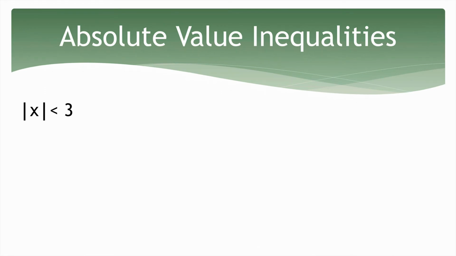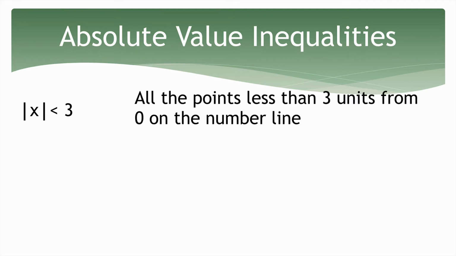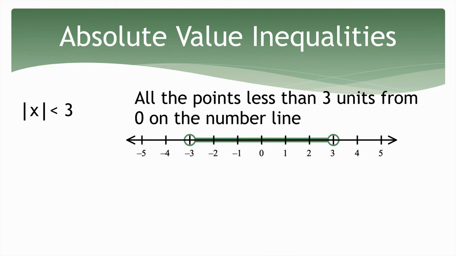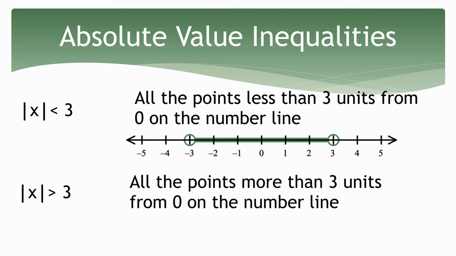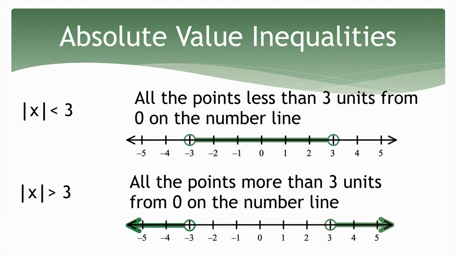Let's go back and think about absolute value of x is less than 3. If we think about what that means in terms of the number line, we're looking at all the points less than 3 units from 0 on the number line. That would be everything between 3 and negative 3, less than 3 units. If you look at absolute value of x is greater than 3, you want all of the points more than 3 units from 0 on the number line. That would be everything beyond 3 and negative 3.